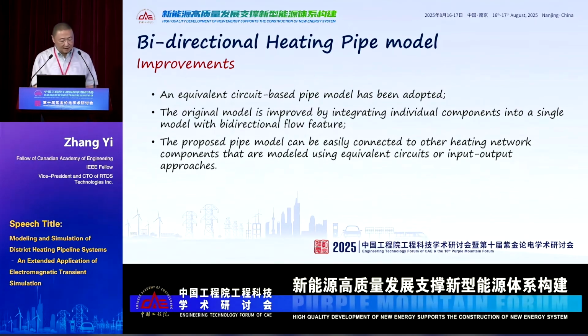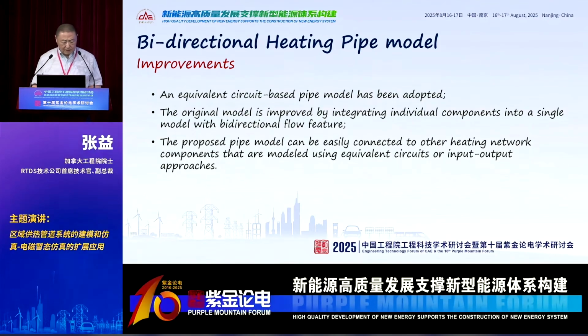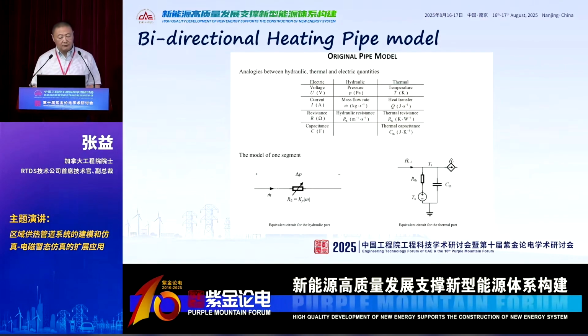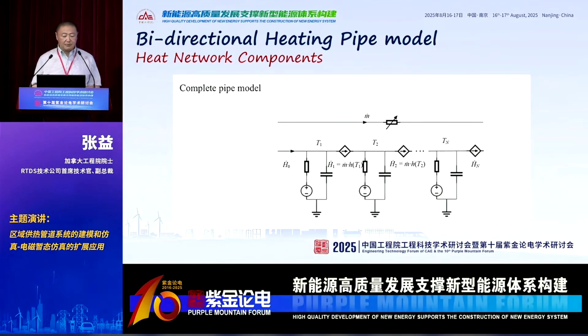How to solve this? Because right now the equivalent electric circuit is only one direction. So in the previous paper, we take these equations, then the original model is included by some of the functions we will explain here. So we developed this improvement in order to fit this component in the EMT solver. This is the original model. This is the hydraulic part, and this is the thermal part. Then if we connect many pieces of it, it becomes this.